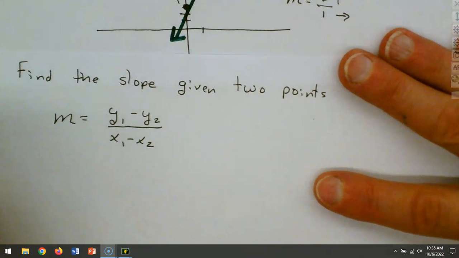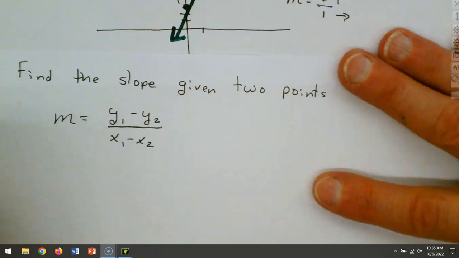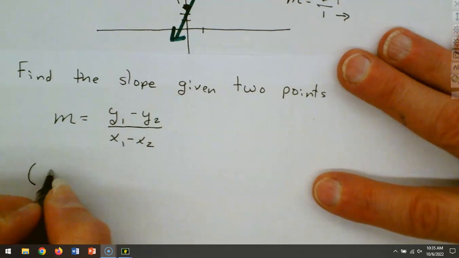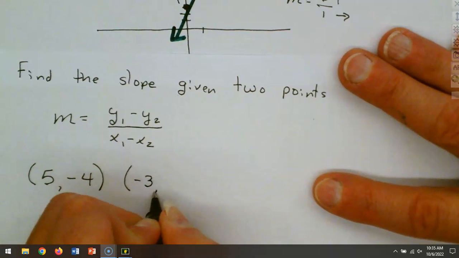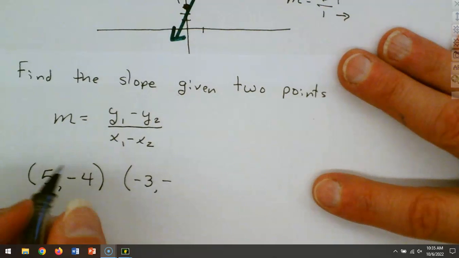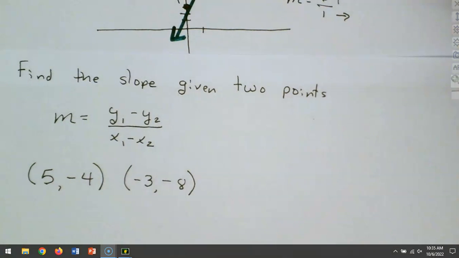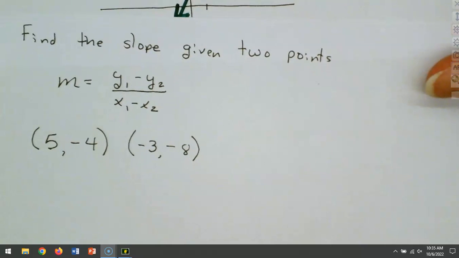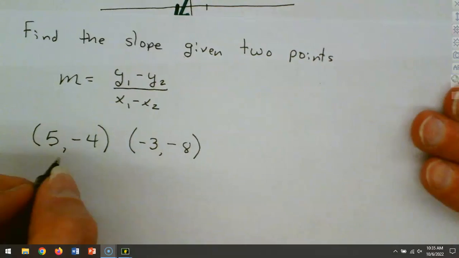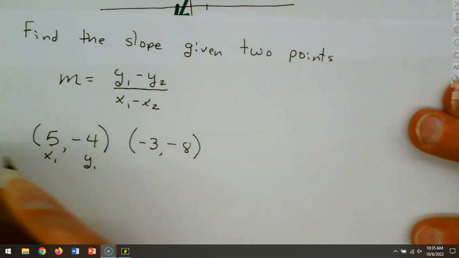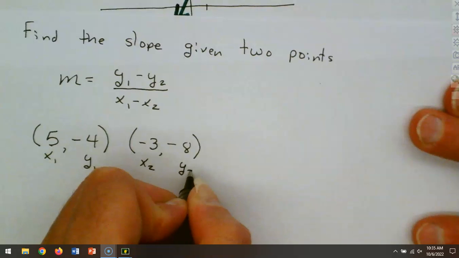I'm going to now give you ordered pairs, and you're going to find the slope. So let's say I give you the point 5, negative 4, and minus 3, minus 8. And I want you to find the slope. Now, it's very easy to do, but where students make a mistake is they get the x and the y mixed up. Because the y goes on top, because that's your rise. The run is the x down below. So x1, y1, x2, y2.